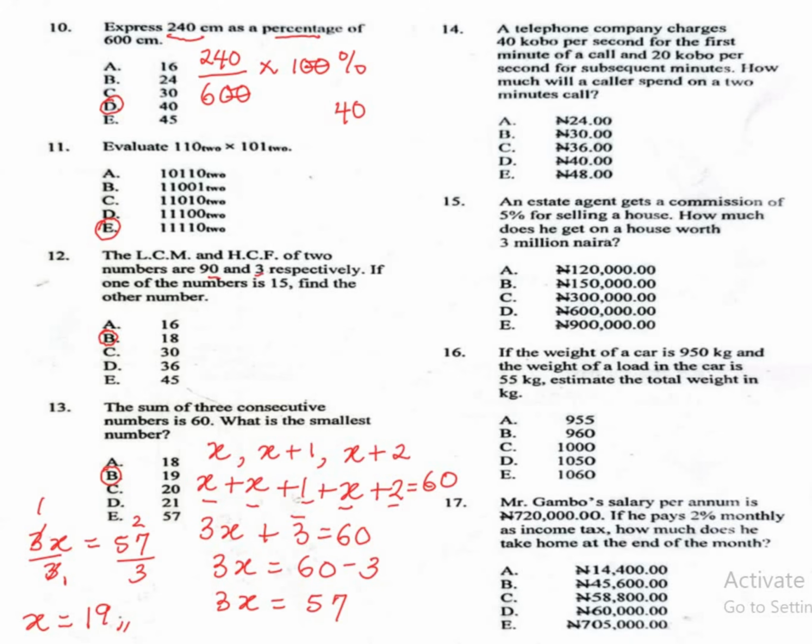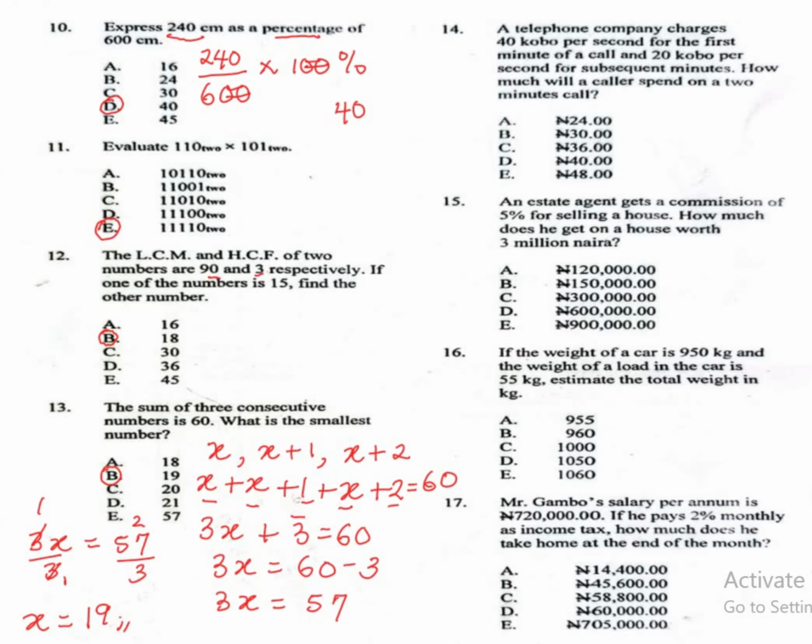Question 14 says, a telephone company charges 40 kobo per second for the first minute of a call and 20 kobo per second for subsequent minutes. How much will a caller spend on a 2-minute call? A. 24 naira, B. 30 naira, C. 36 naira, D. 40 naira, E. 48 naira.